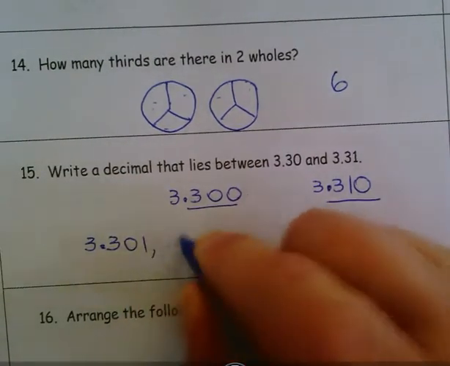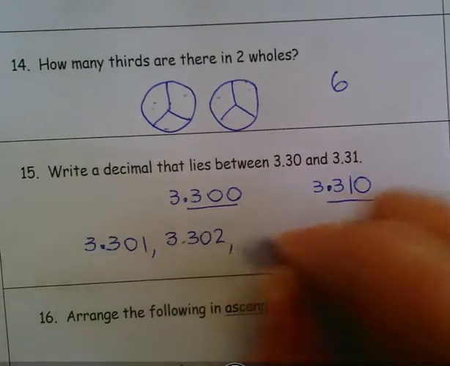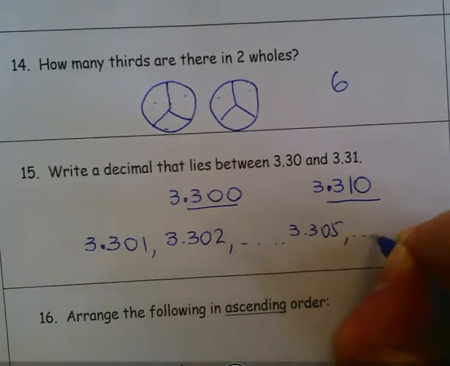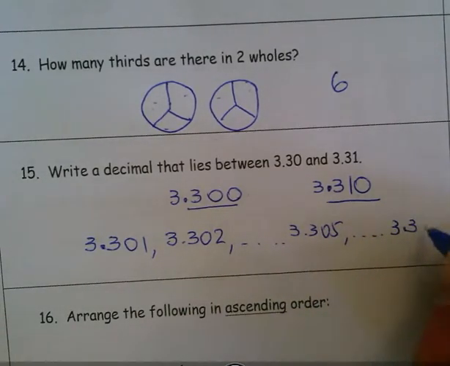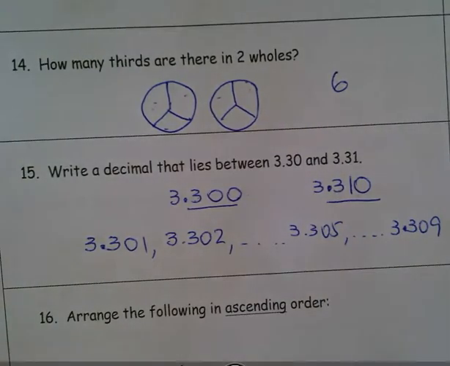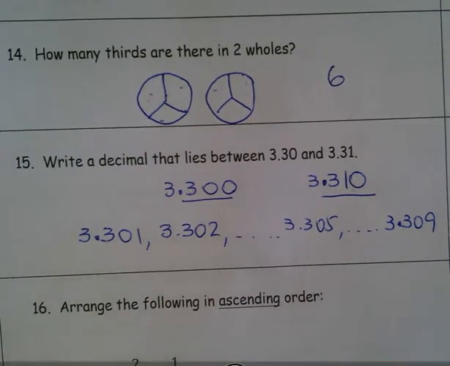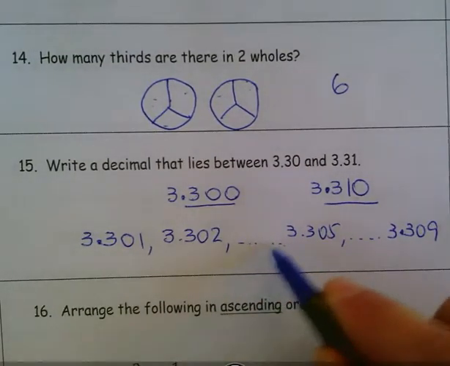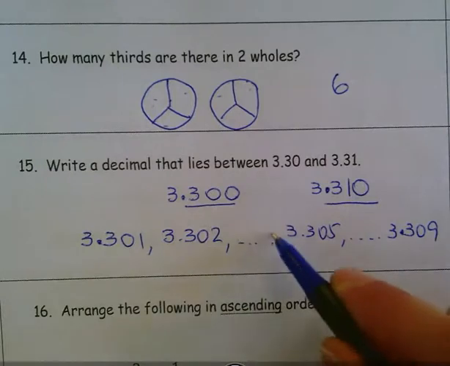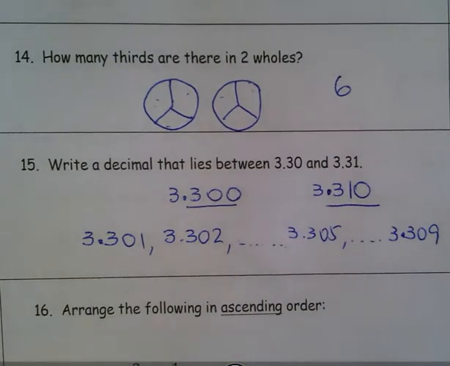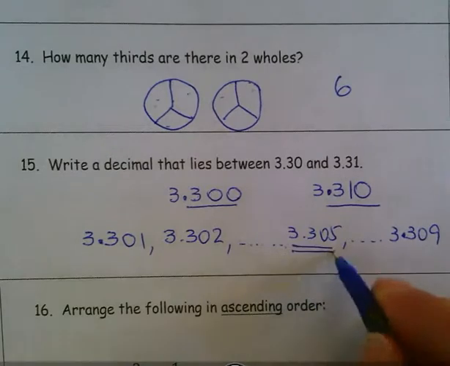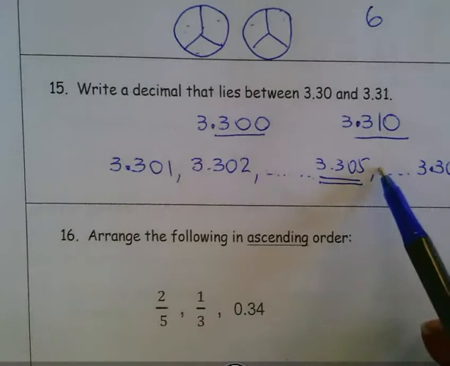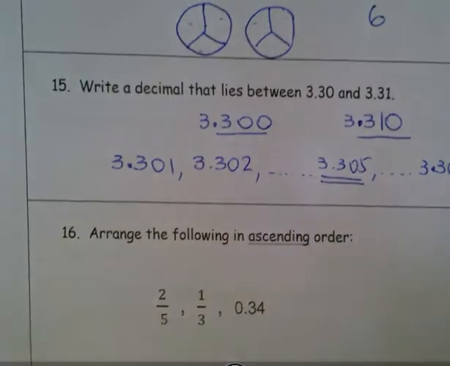Yes, 3.301, 3.302, etc. Some people have put 3.305. What's the last number I could put? 3.309. So anything from 3.301 to 3.309. It means that there are numbers in between, 3.303, 3.304. If I asked for the decimal halfway between, it's 3.305. And you could go 06, 07, 08, 09.